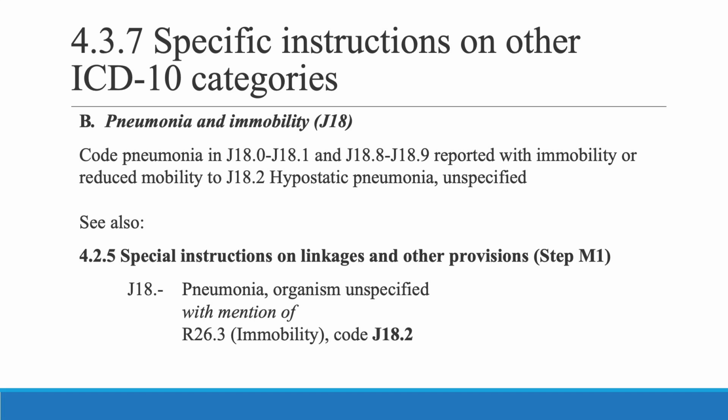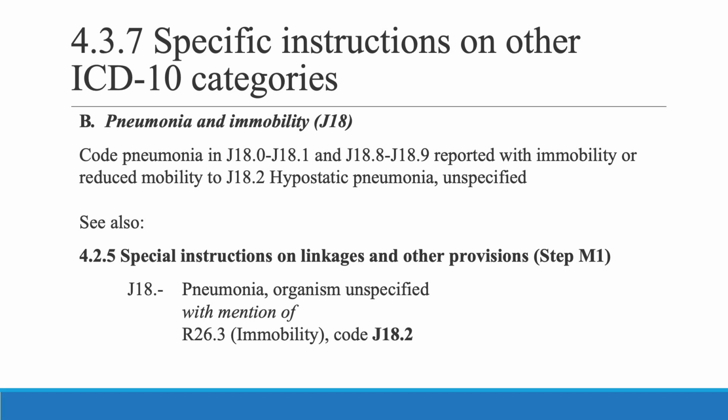Here's a very old instruction that you're probably familiar with already. In section 4.3.7, there's an instruction around pneumonia and immobility. It says code pneumonia in J18.0 to J18.1 and J18.8 to J18.9 reported with immobility or reduced mobility to J18.2, hypostatic pneumonia unspecified.